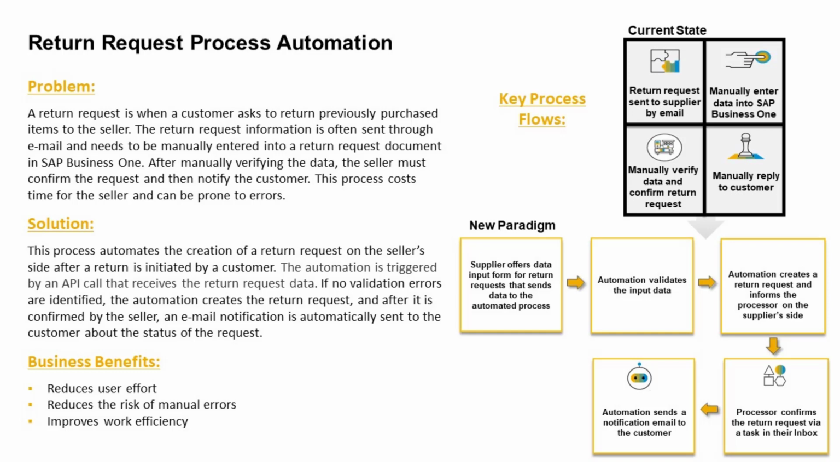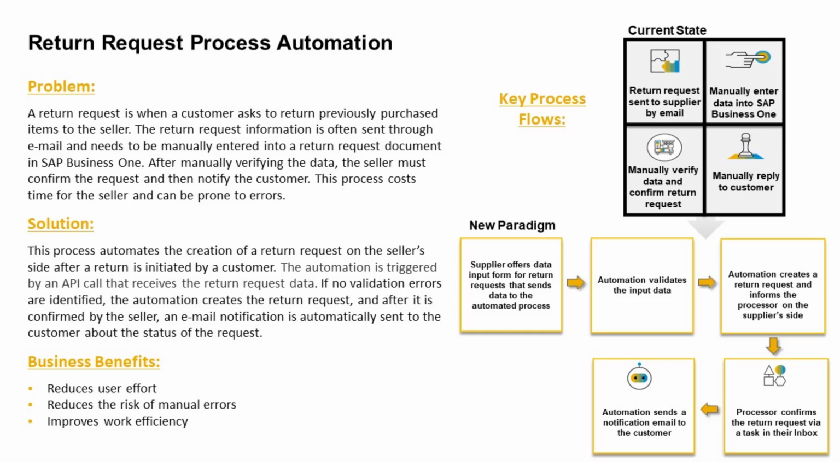The return request process automation automates the creation of a return request on the seller's side. The process is triggered using an API, which receives the return request data. The automation validates the incoming data and creates a return request. The processor on the seller's side just needs to confirm the return request via a task in their inbox. The automation will then send a notification email to the customer. This reduces manual effort and errors and improves overall work efficiency.